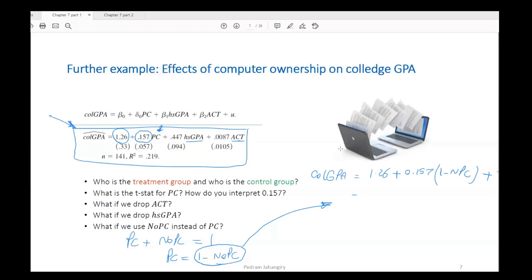But here, what's going on? 1.26 plus 0.157, minus 0.157 no PC, and everything else. Look at that. The intercept changed; it went up from 1.26 to this number. So 1.26 plus 0.157 is 1.417, minus 0.157 no PC, and everything else. So that's the answer, right? You already guessed that this should be the mirror of this number, because if PC owners get this number higher, no PC owners will get this number lower than the benchmark.